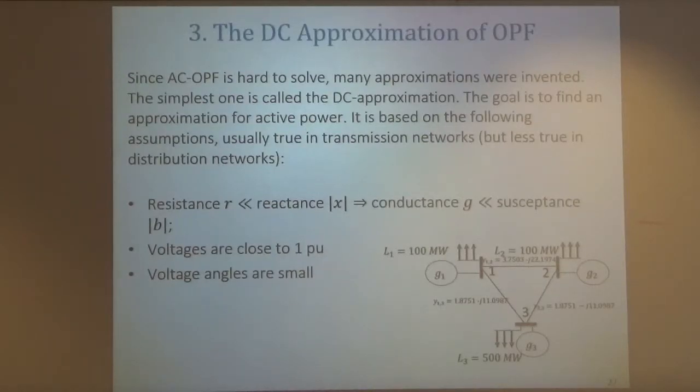So the main observation is that it applies in grids where the resistance is much less than the imaginary part of the impedance of the line. So the reactance is assumed to be much larger than the resistance. And this is true at very high voltage, probably much less true at low voltage.